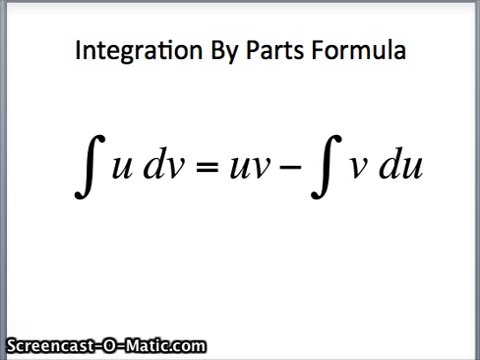This is a direct consequence of the product rule. The challenge for the student is going to be to recognize what we're going to substitute for u and what we're going to substitute for dv. And we'll see that in our next video.